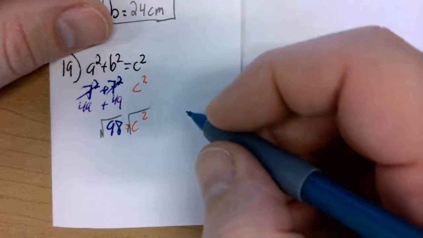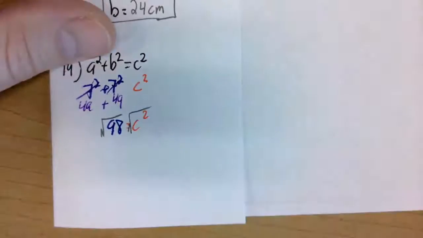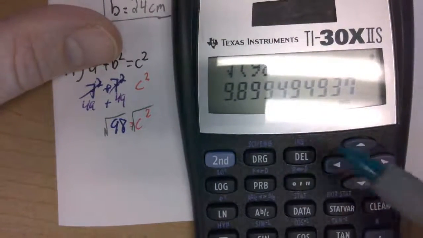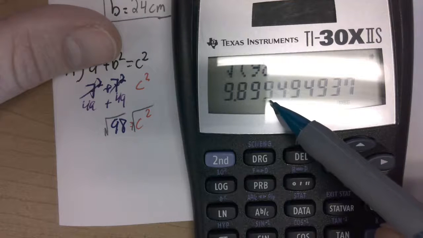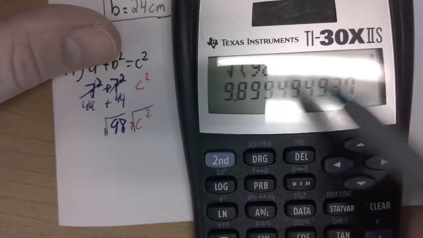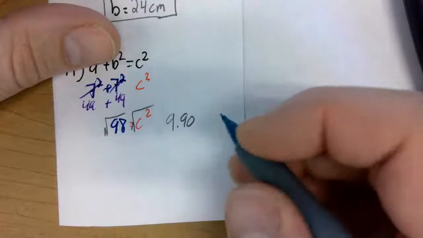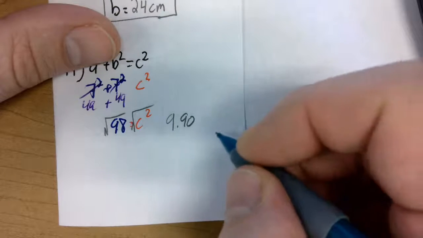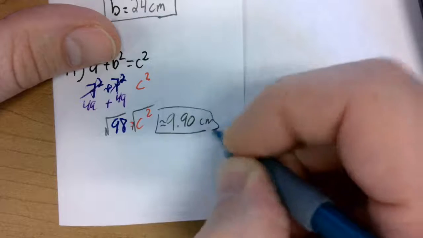Comes out as 9.89949, blah, blah, blah, blah. You can see it in your calculator. You're welcome to write it down if you need to, but rounding to the nearest hundredth, looking back one, we have to round up. So instead of being 0.89, we're going to add 1 to that. So it's 9.90, 9.90 and 90 hundredths of a centimeter. That's what it is approximately.